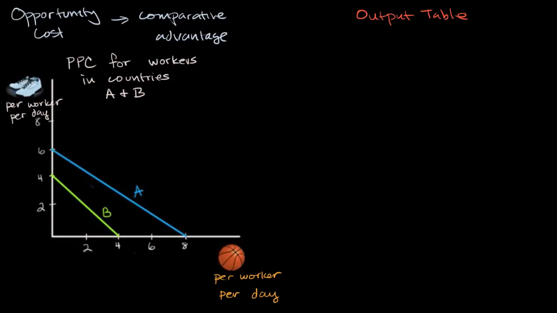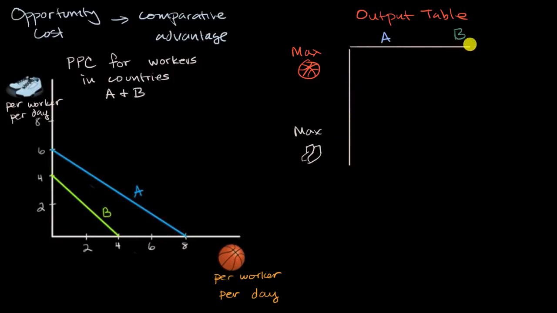So in an output table, we would look at country A and country B, and think about what is the max basketballs, and this is all per worker per day. And we would also think, what is the max shoes? Those look like socks, but you get the idea. Once again, per worker per day. Let me draw a little chart here so we can do that.